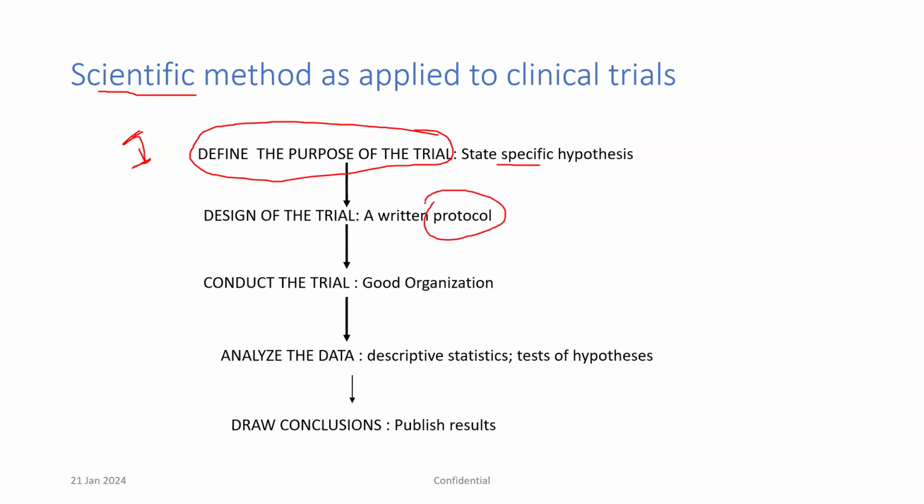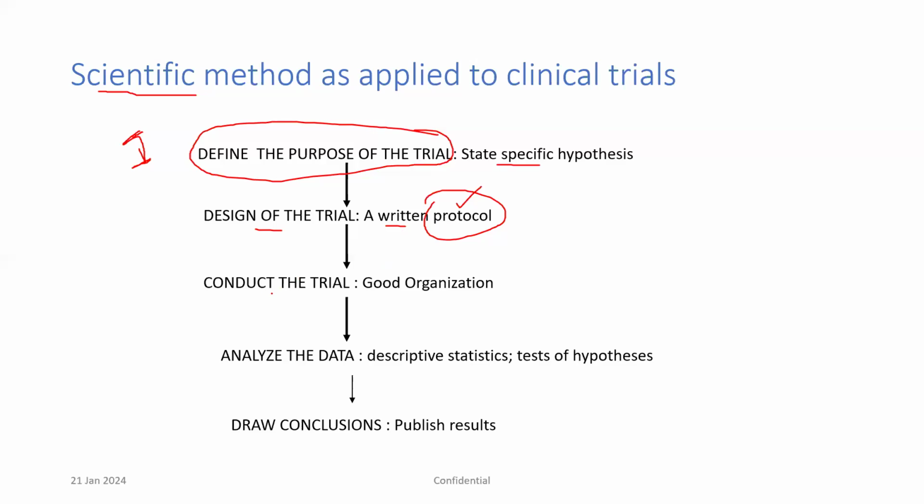That plan is known as a protocol. You will be designing it. We said that for phase 1 the goal is safety. How will you find the safety? Number of serious adverse events, number of adverse events, right? And how you measure that, how you design that research, will be written in a protocol. So the protocol is your instruction document.